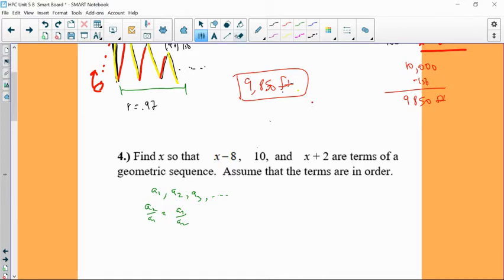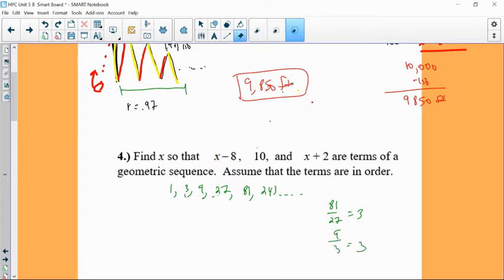You could see that just with a geometric sequence, like if you had 1, 3, 9, 27, 81, 243, right? You're just tripling your values. So take any two consecutive terms, like maybe 81 to 27. Oh, that's a ratio of 3. Take these two, 9 to 3. Oh, that's a ratio of 3. So any two consecutive terms have that common ratio. That's what makes it a geometric sequence.